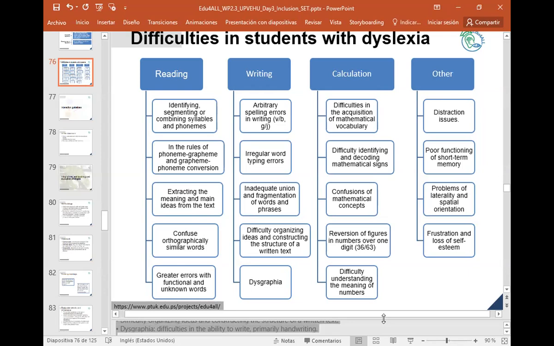Other. Sometimes, poor attention span, distraction issues, usually due to fatigue. Poor functioning of short-term memory. Sometimes they present problems of laterality and spatial orientation. There is often a propensity for frustration and loss of self-esteem.